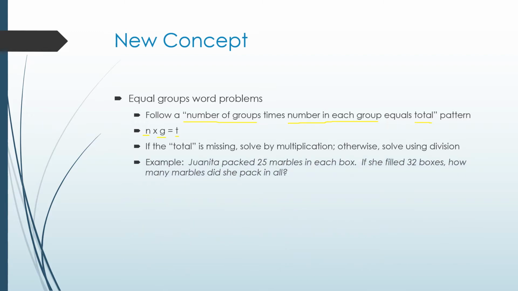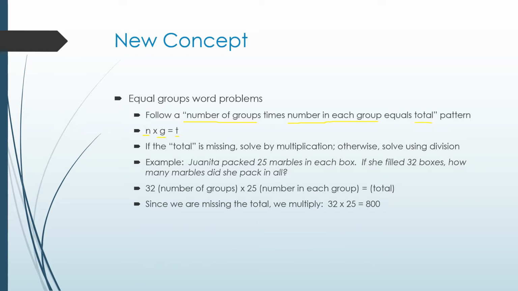So here's an example. Juanita packed 25 marbles in each box. If she filled 32 boxes, how many marbles did she pack in all? 32 is our number of groups because that's how many boxes there were. 25 went in each box, so that's the number in each group, and we're missing our total. So to solve when we're missing the total, we multiply. 32 times 25 equals 800. So she had 800 marbles.